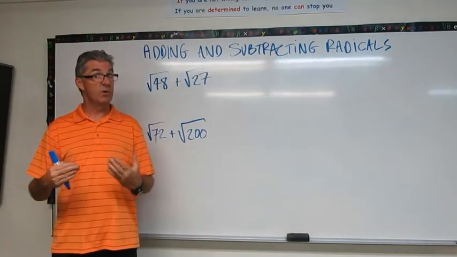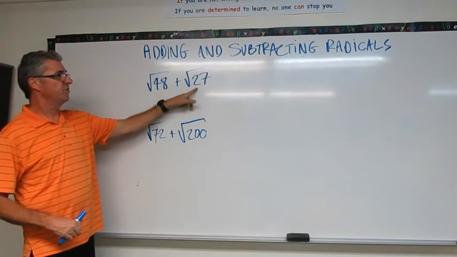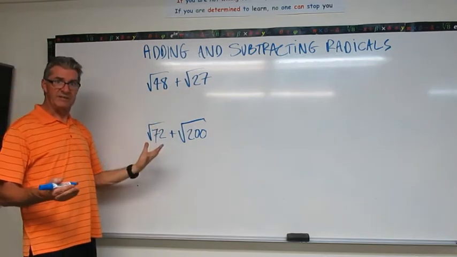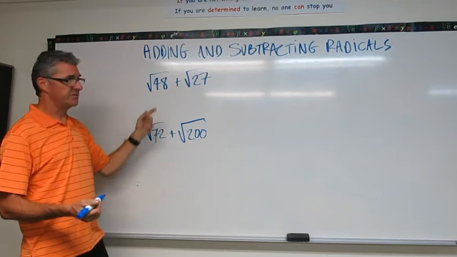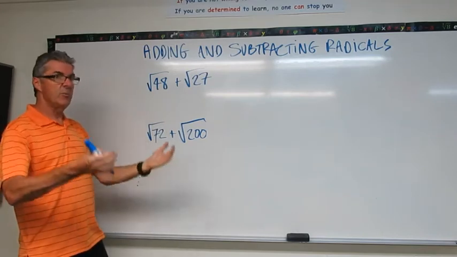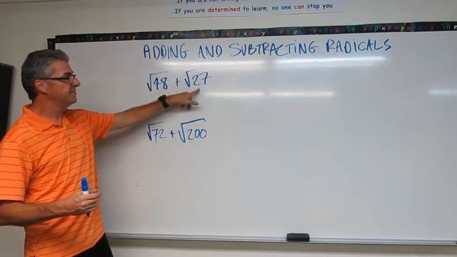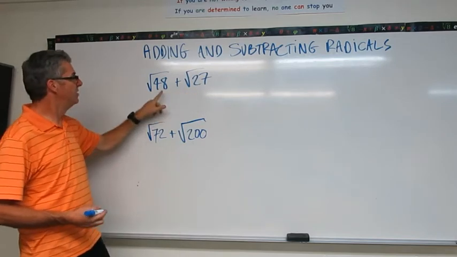Okay, let's do some more tricky problems. Root 48 plus root 27. Yikes! These are different roots. How could I combine them? What you're going to have to do is go back to simplest form, that's the last lesson, and convert these into simplest form and see what happens.